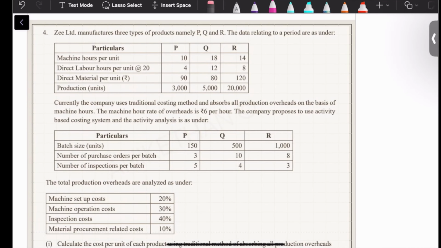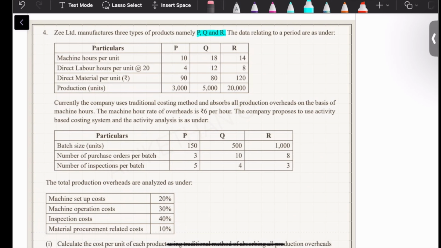So we will look at this problem. Z Limited manufactures three types of products, namely P, Q and R, the data relating to a period are as under. So there are three products for which we have to do the activity based costing. What all the details are available?